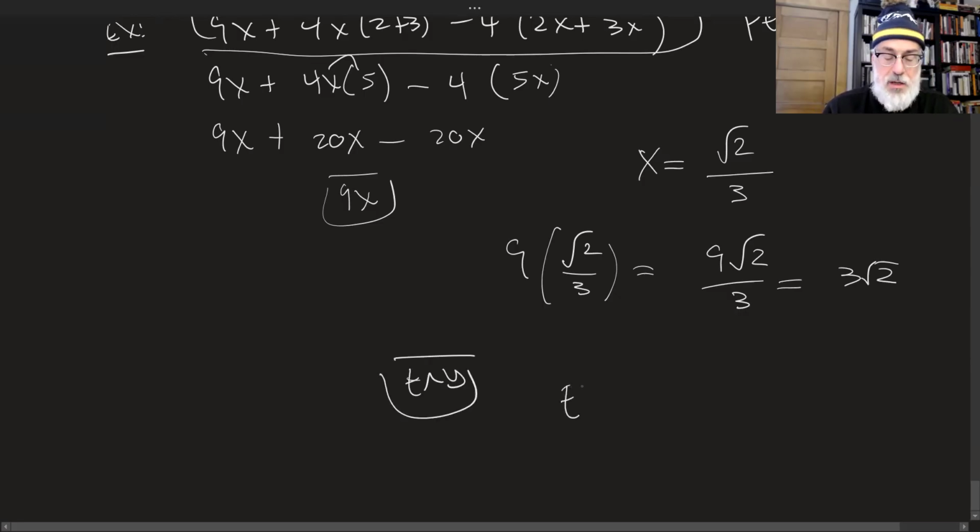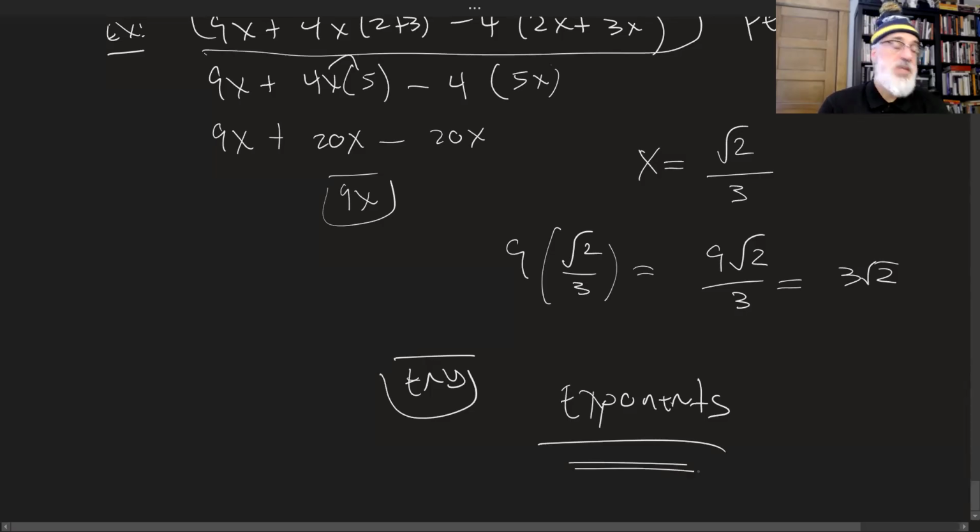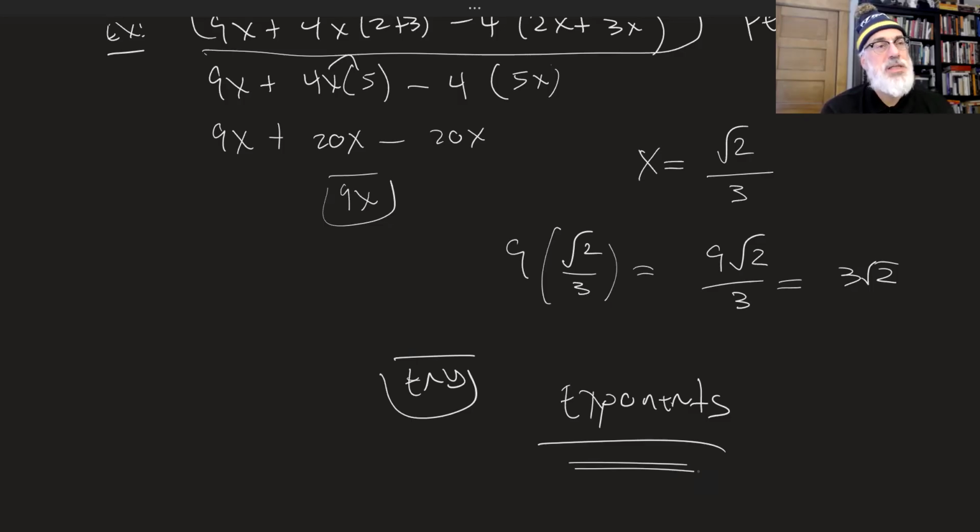Next time, lecture 3, we're going to dig into exponents in more detail, some of the exponent properties, how to manipulate exponents, how to add, subtract, all that great stuff. So look out for that.